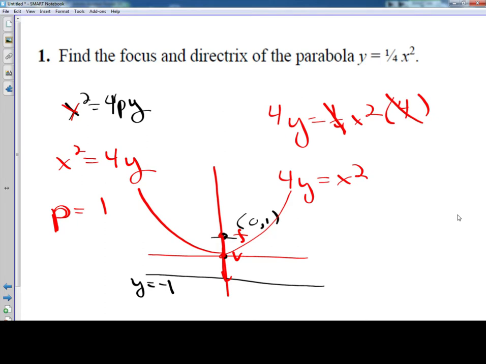Go ahead. Wait, how do you know that? How do you get 1 as p? Well, 4p, do you see? Because see, here's x squared, right? And there's the y. How does 4p become 4? Only if p is 1.